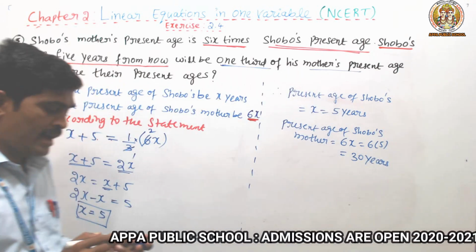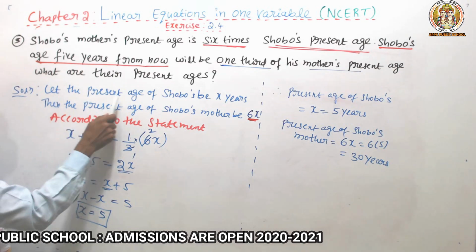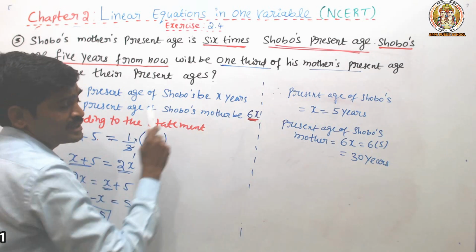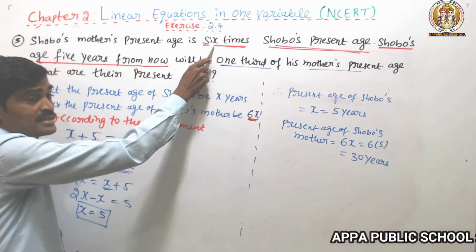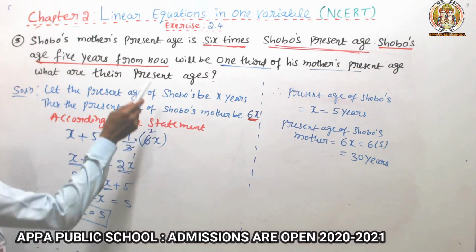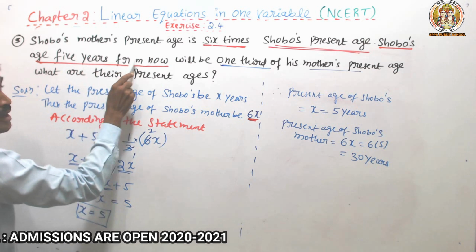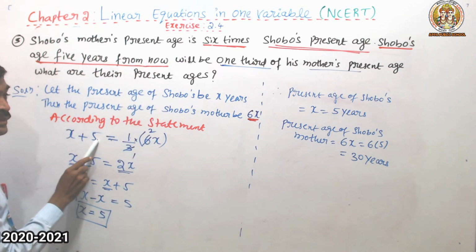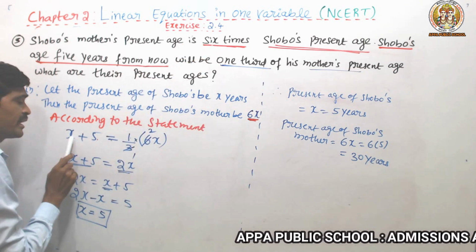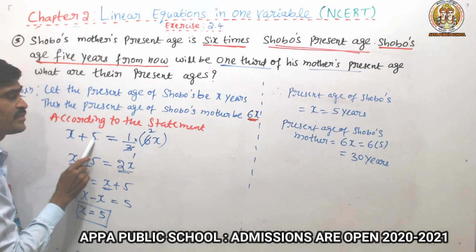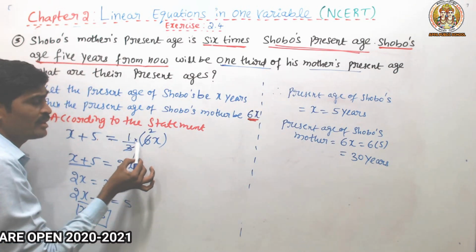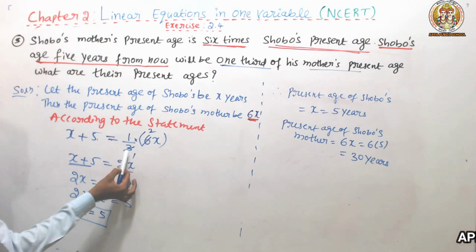Understood, my dear students? I repeat once again, please concentrate. Let the present age of Shobo be x years. Then the present age of Shobo's mother be 6x. Why 6x? Because they told in the statement 6 times. That's why we are taking 6x. According to the statement, Shobo's age 5 years from now, that's why x plus 5. 6 years from now, they give x plus 6. 10 years from now, you can take x plus 10. Understood? So x plus 5 will be 1/3 of his mother's present age. So 1/3 of mother's present age is 6x. So 3 ones are 3, 3 twos are 6.